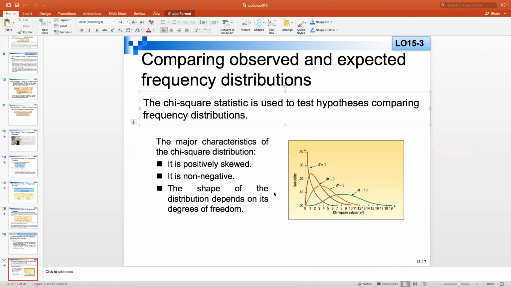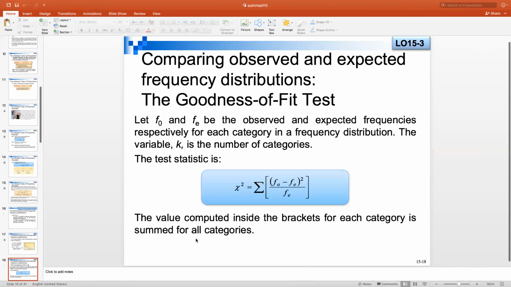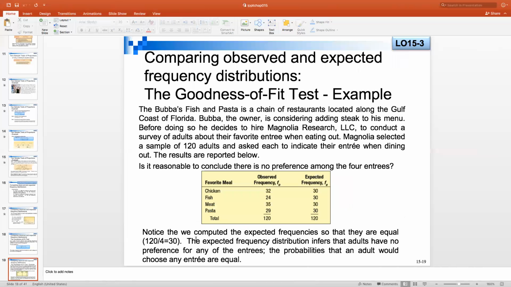All right, the major characteristics of the chi-squared is it's positive, okay? So we're going to be on the right side. It's non-negative, and the shape depends on its degrees of freedom. So similar to the F in that it's positive, and also similar to the F in that we're looking at degrees of freedom. Also, the T has degrees of freedom that we look at as well. But we're using the chi-squared specifically because we're looking at observed and expected frequency distributions, okay? So here's what the computed chi-squared will look like, and we'll get to that. No need to introduce this now. Let's take a look at an example.